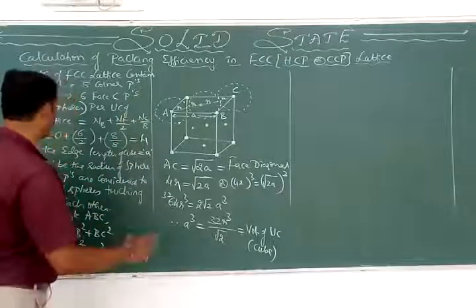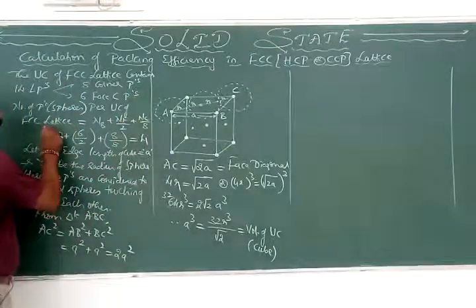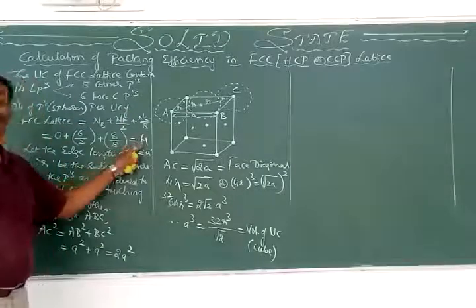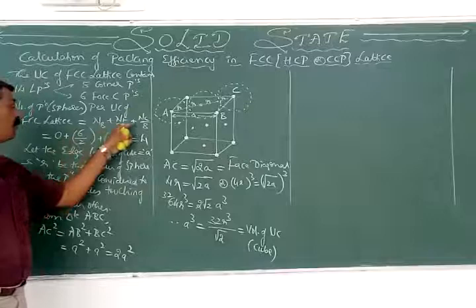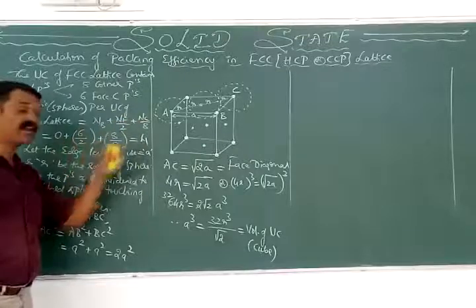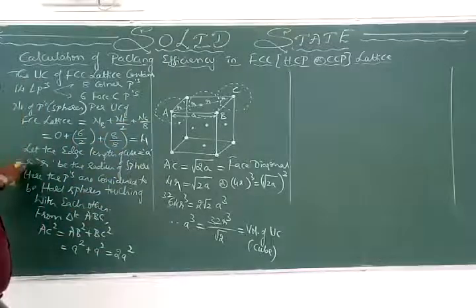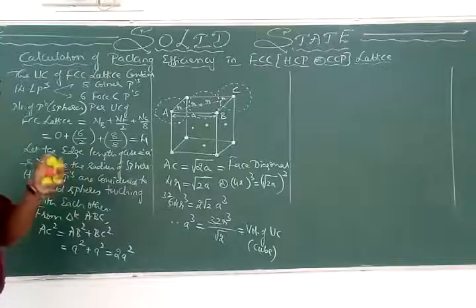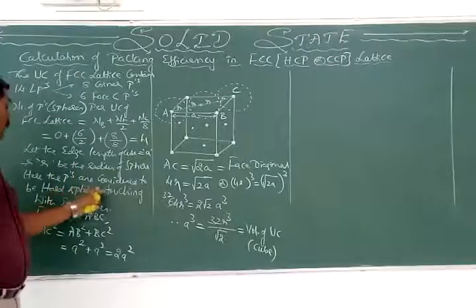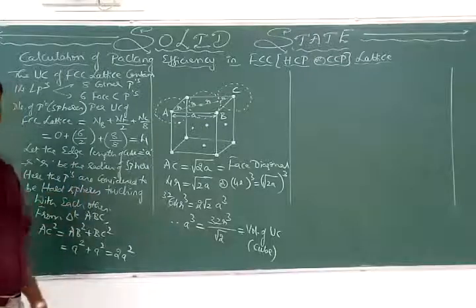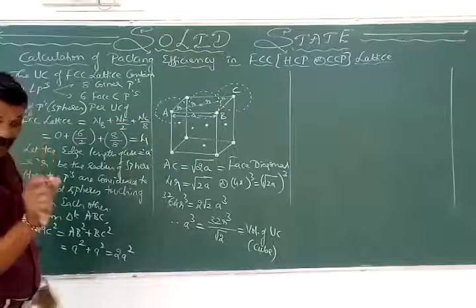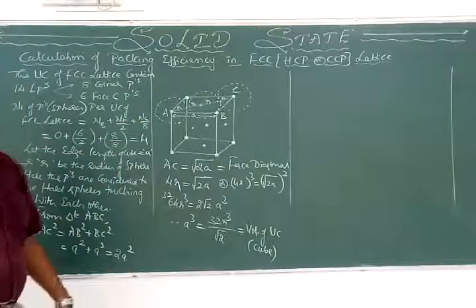So first, the number of particles per unit cell of FCC lattice is equal to 4. How we have got that is NB plus NCF by 2 plus NC by 8. Then on simplification, we get 4. We assume the edge length is a, and r is the radius of that particular sphere. The corner particles are not touching each other, whereas the face centered particle at a given face is touching the corner particles.